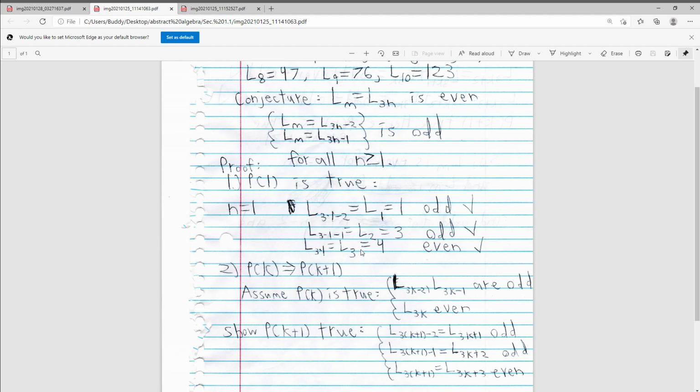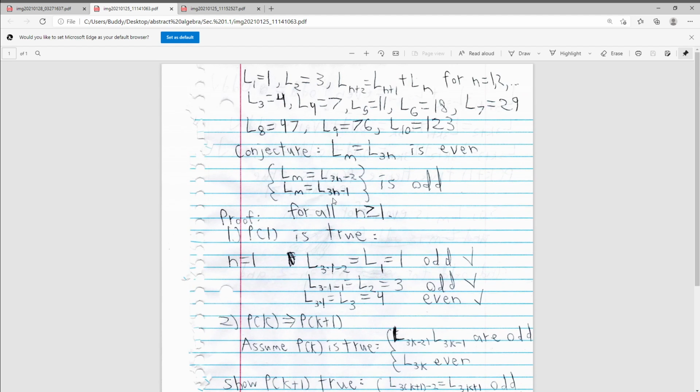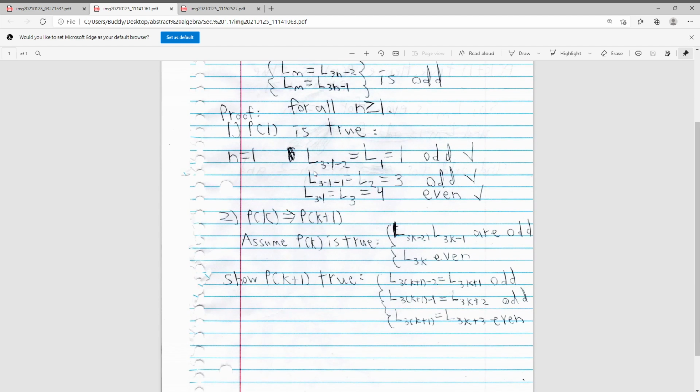So you have L2 and L3 given from the same thing. It's 3 times 1 minus 1, and this is just 3 times 1, which is equal to 4. So odd, odd, even, I said that. These would be odd, and that would be even. So it's proven. And now it's time for the second part.